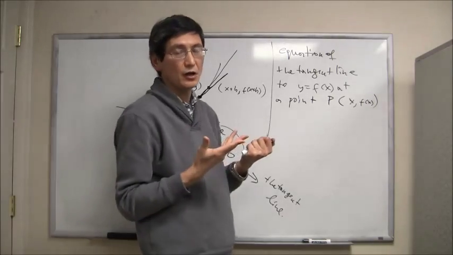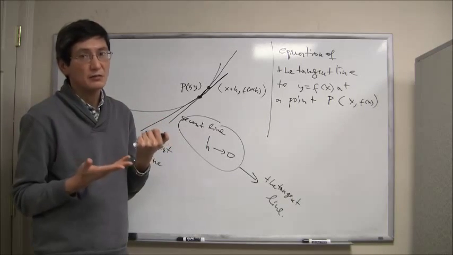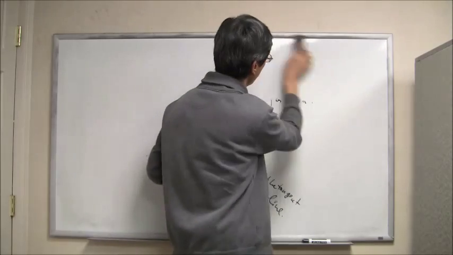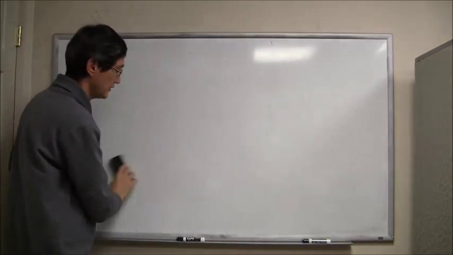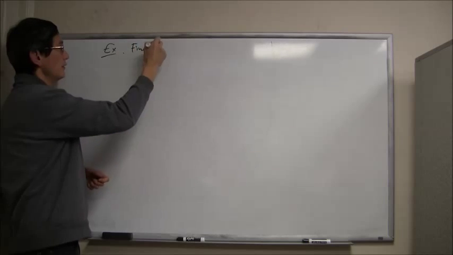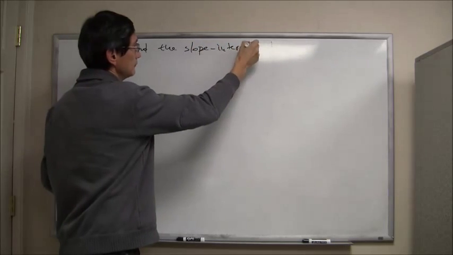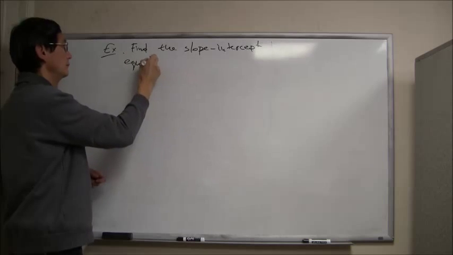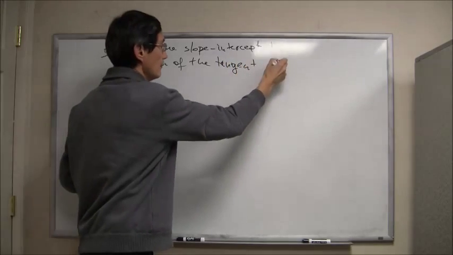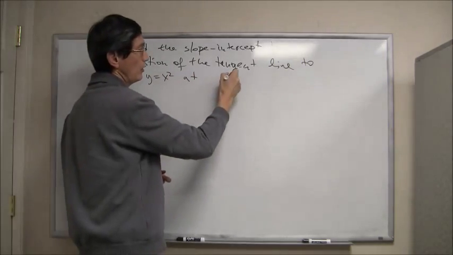So let me illustrate that idea on an example of a simple curve y equals x squared, by picking a point and doing the calculation and finding the equation of the tangent line. So let's see how we might go about it. Find, let's put it this way, the slope intercept equation for the tangent line to the simple curve y equals x squared at the point when x equals 1.